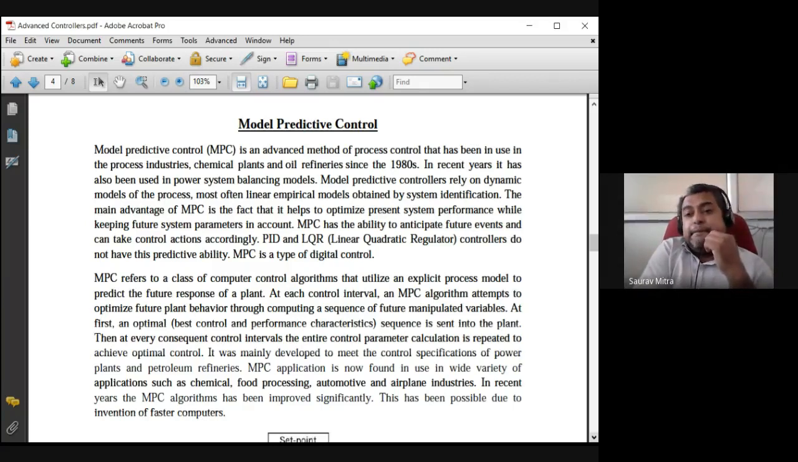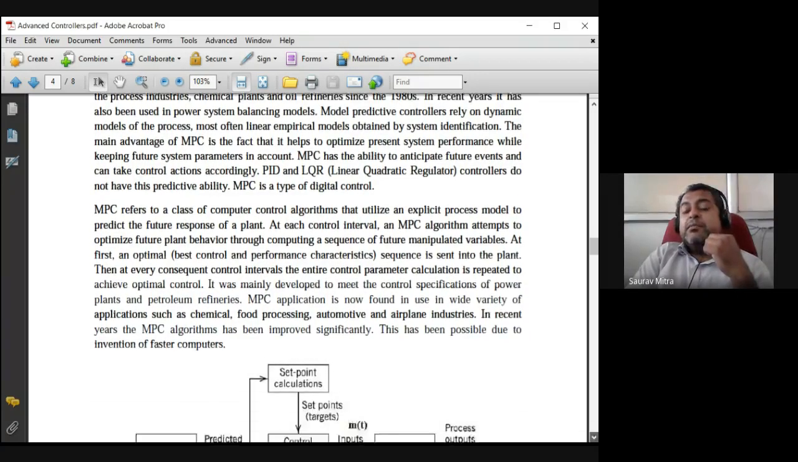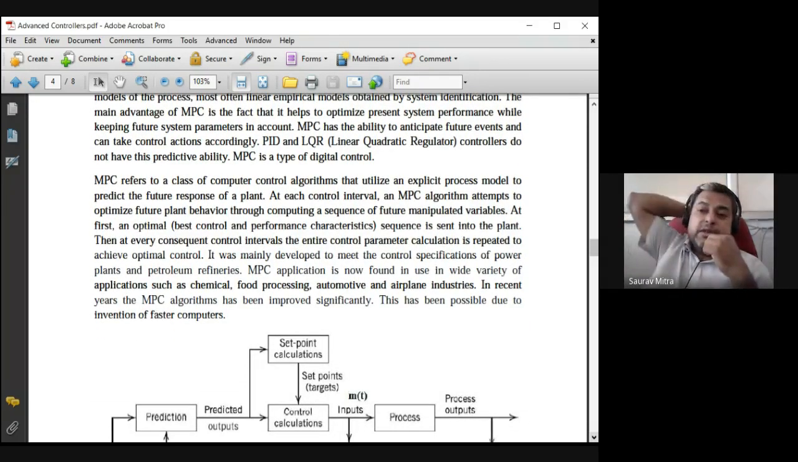PID, and LQR, the linear quadratic regulator, do not have this predictive ability. So this is always kind of predicting. You can say it is a feed-forward kind of thing, that it is going to predict what is going to come next, and depending on that, model predictive control is going to work. So MPC is a type of digital control. Previously, whatever model reference adaptive control we have seen was initially an analog controller, but now the digital version of the same thing is there. But predictive control itself is a digital type of control.